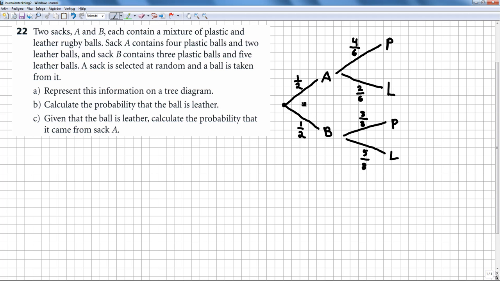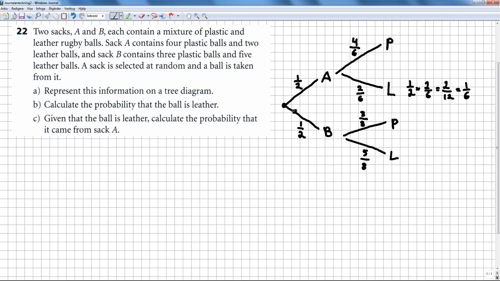B, calculate the probability that the ball is leather. So what possibilities do we have that we get a leather ball? Well, if we choose sack A and then this branch in the tree, we get the leather ball. So A has to happen and then L has to happen. So the probability here is 1/2 times 2/6. 1 times 2 is 2. 2 times 6 is 12. We can simplify this. This is 1/6.